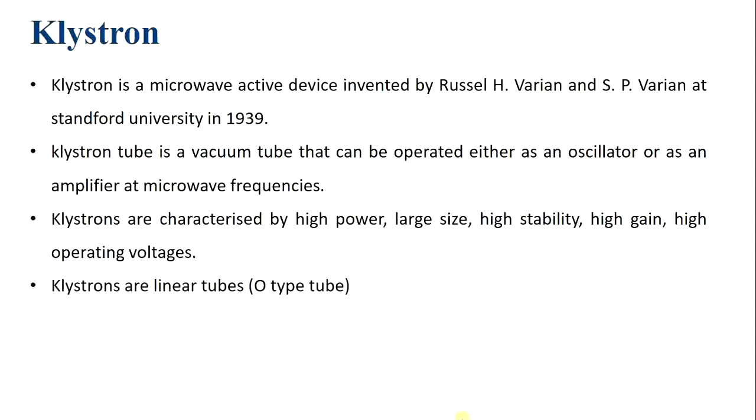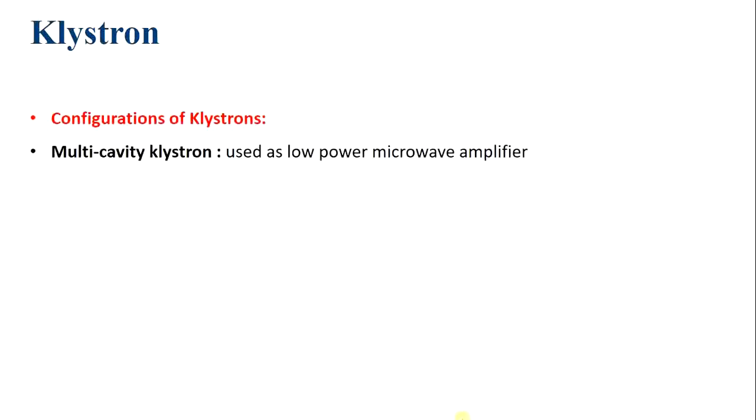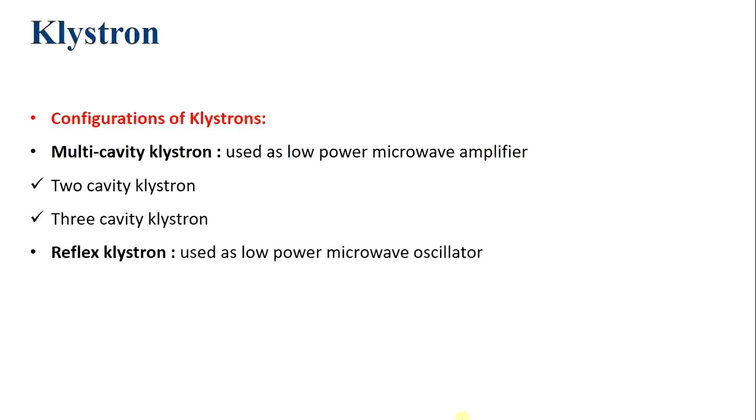Klystrons are linear tubes. Linear tubes are also called O-type tubes. There are two configurations of klystrons. One is the multi-cavity klystron, which is used as low-power microwave amplifiers, and is classified as two-cavity klystron, three-cavity klystron. And the second configuration is the reflex klystron, which is used as a low-power microwave oscillator.